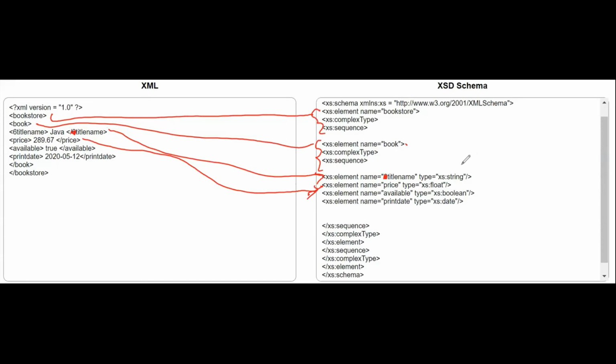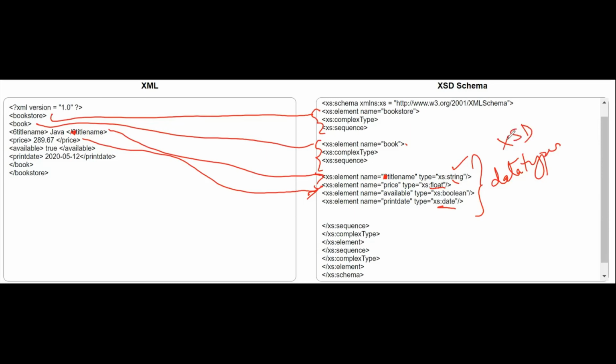Now take a look at the data types over here. For the title, I have given it as xs:string, for the price I have given it as xs:float, for the available I have given it to be boolean, and for the date I have given it to be date. Okay, so these are all nothing but the data types, which are XSD data types.